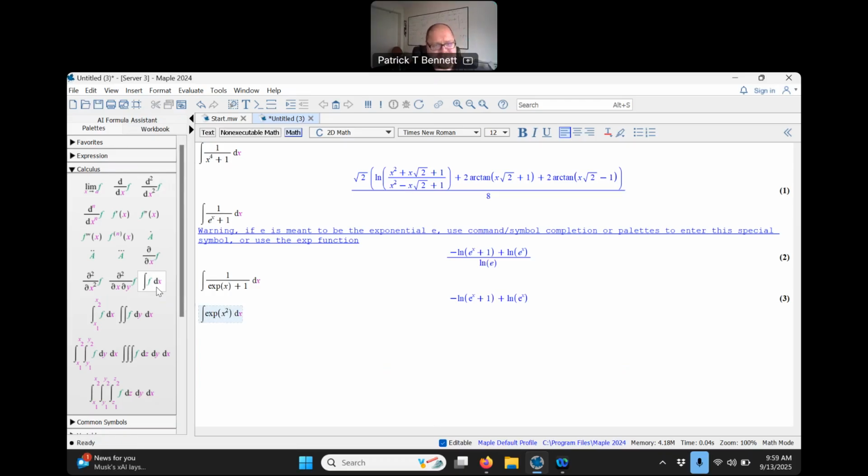So I put exp of x squared. Now this is one, let's see what Maple gives us. Yeah, it gives us something a bit crazy looking. What is this? So this antiderivative is not an elementary function.